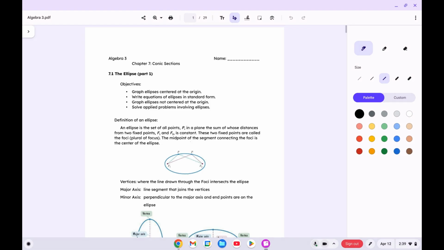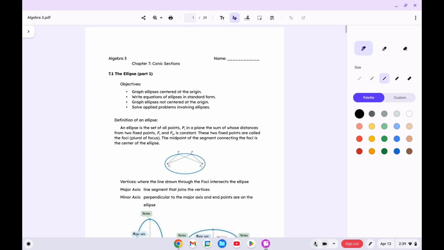All right, so today we are going to start a brand new chapter, and this whole chapter is going to be something called conic sections. Before we even get into our notes, I want to go over what conic sections are.